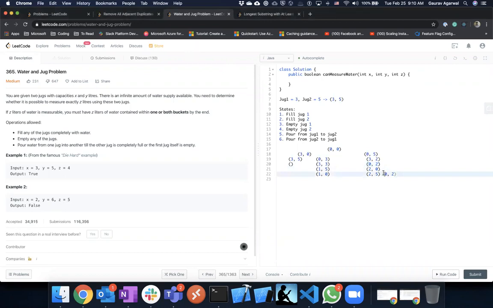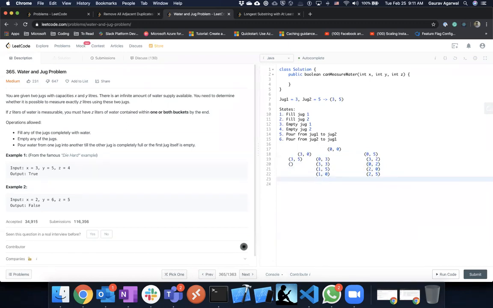So where we were, the third operation, empty jug 1, 0 0, empty jug 2, 2 0. Pour water from jug 1 to jug 2 will lead us to 0 2, which we already have in the system. Pour water from jug 2 to jug 1, we cannot do that because it is already empty.